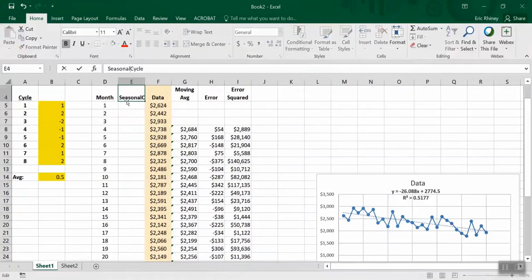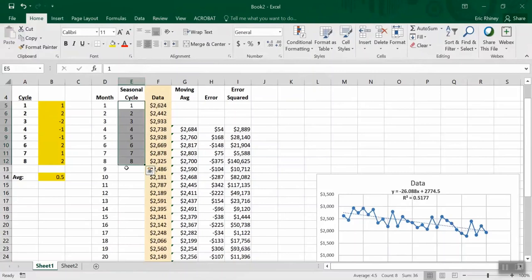That way you know exactly what we're talking about here. Seasonal cycle. And we have 1, 2, 3, 4, 5, 6, 7, 8. What we have decided is that our cycle is going to run in 8-month periods. And then it'll start over. So I'll just copy this and do it here. And then we have a second 8-month. And then it'll start over again.